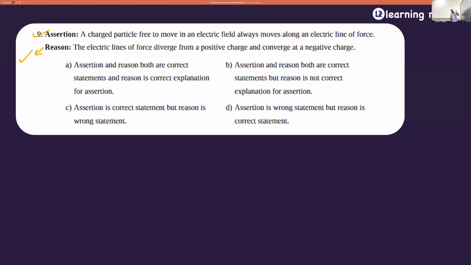Don't just keep staring at it. Draw a line and see what has happened. Is that right, what they are trying to say? There is an electric line of force. Okay. There is a charge. They are saying the charge will move along this line. Is that right? I gave you a hint there.